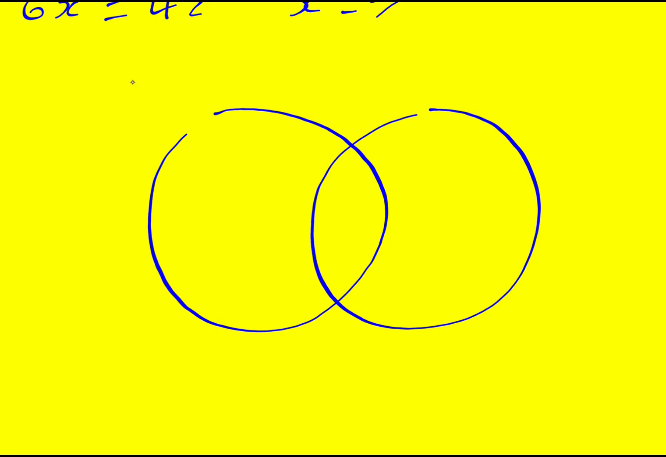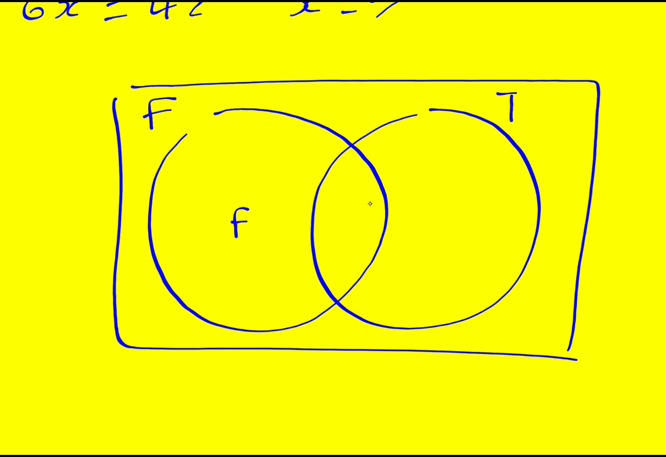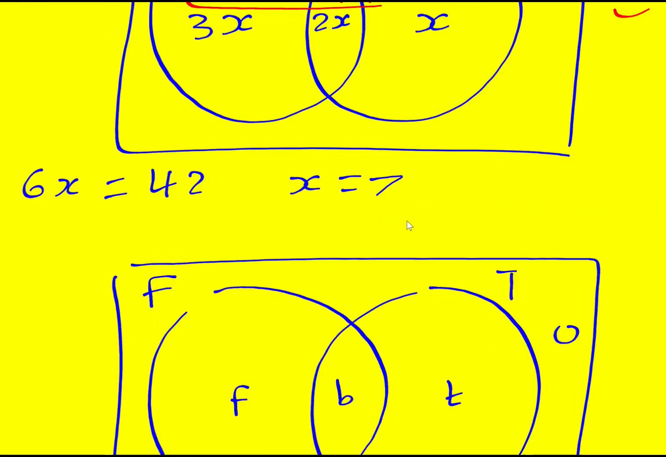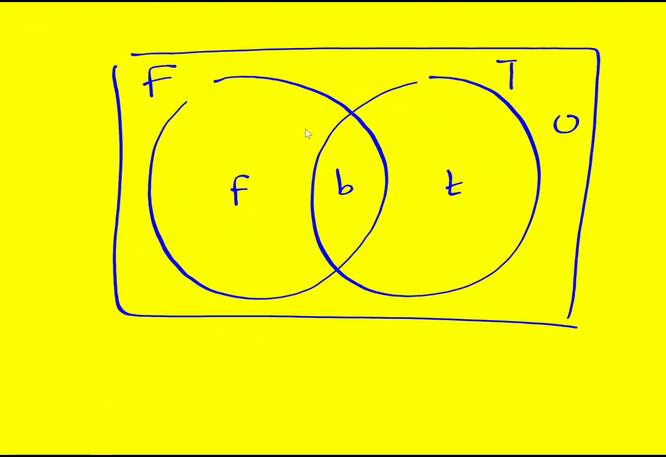Again, it's going to involve a Venn diagram, football and tennis. And this time I'm going to use this approach. These just play football, these play both, and these just play tennis. And then again, we've got 0 out here. So I'm going to write down this information algebraically. First of all, we can add them all together to give 42. That's going to be useful.